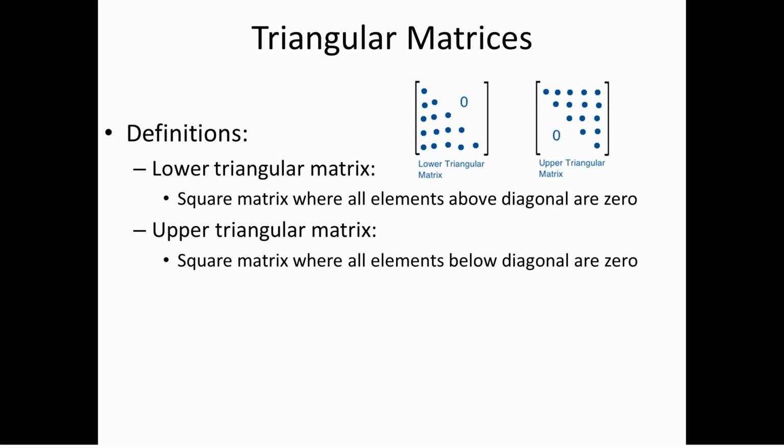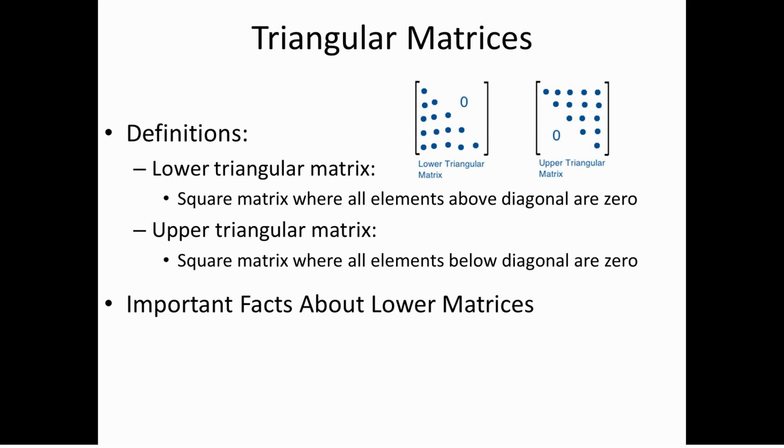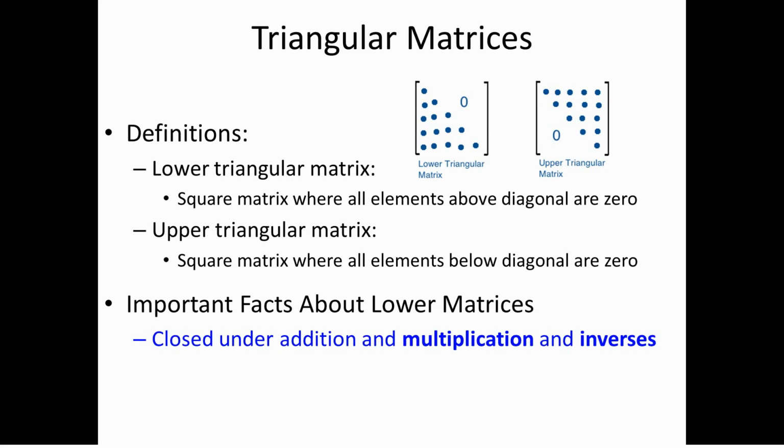Okay? Now there are two important properties about lower triangular matrices. The first is that the set of lower triangular matrices are closed under addition, multiplication, and inverses. And it's not a bad idea to stop the video and convince yourself that you believe all three of those things. Okay. Not all lower triangular matrices have inverses, but if they do, they have to be a lower triangular matrix. This is a very important fact.